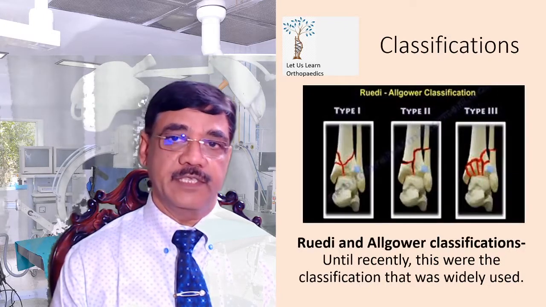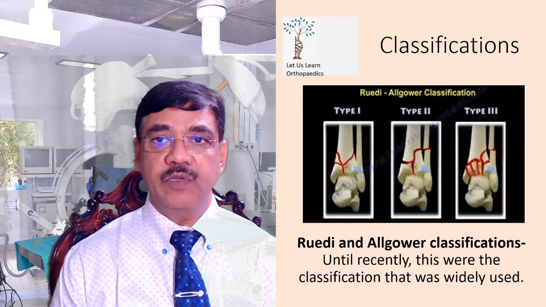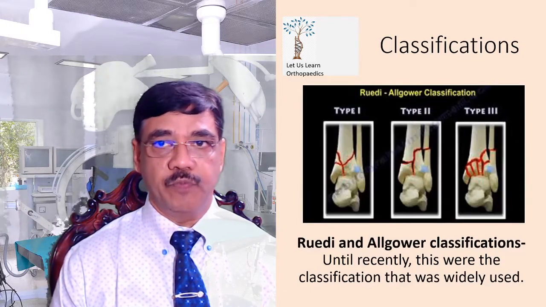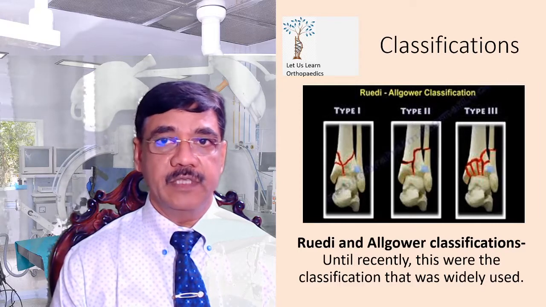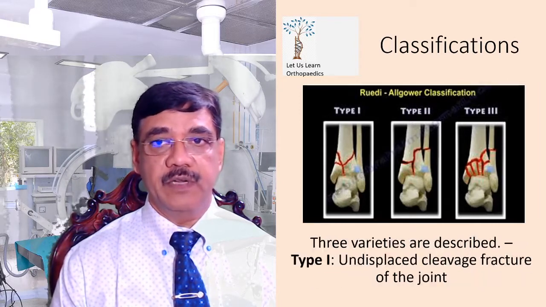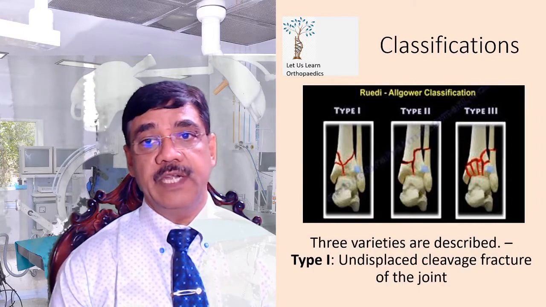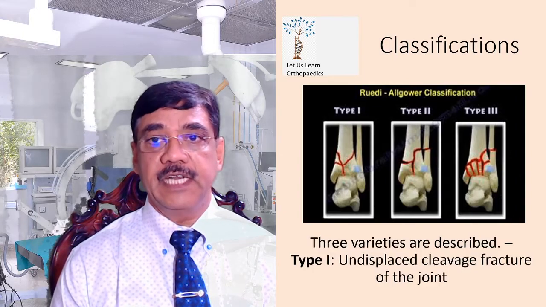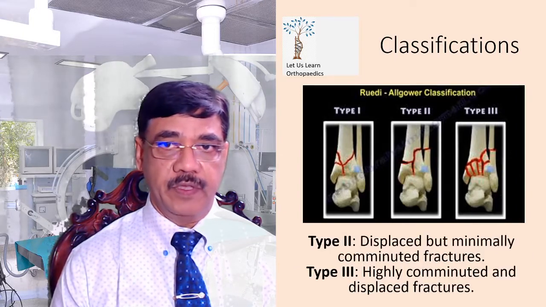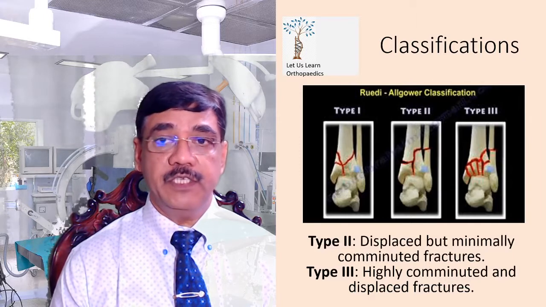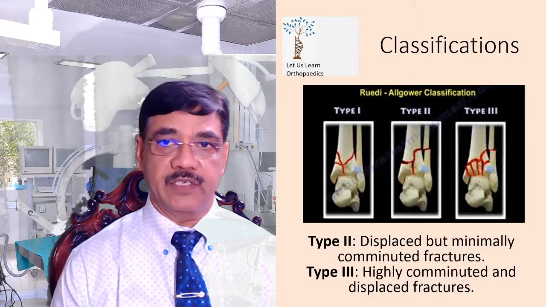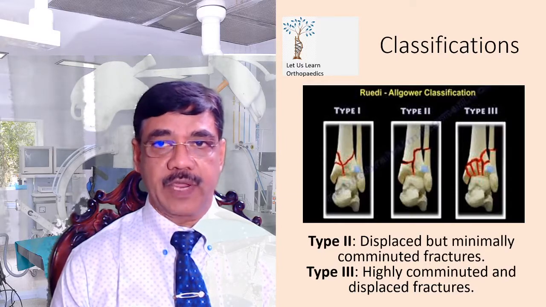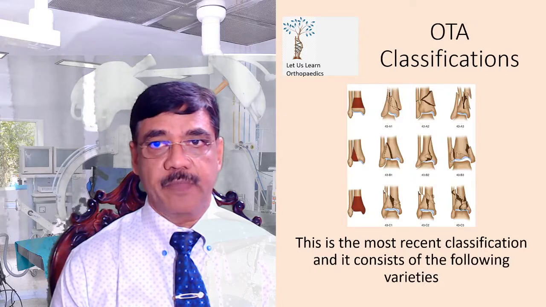Coming to the classification, Ruedi and Allgower's classification. Until recently, this was the classification widely used. Please look at the diagram. The three types are shown there. Type 1 is an undisplaced cleavage fracture of the joint. Type 2 is a displaced but minimally comminuted fracture. And type 3 is a highly comminuted and displaced fracture, as shown in this diagram.